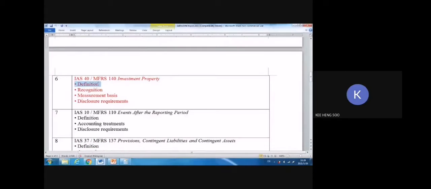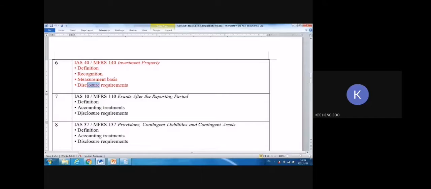I continue. Can you see? Page number 6, IAS 40, investment property: definition, recognition, measurement, and disclosure. IAS number 10, definition and disclosure. Can you see that? Definition and disclosure. Accounting treatment covers recognition and measurement. How do you calculate? Where are you going to record it? Same thing also for provision, contingent liability, contingent asset.